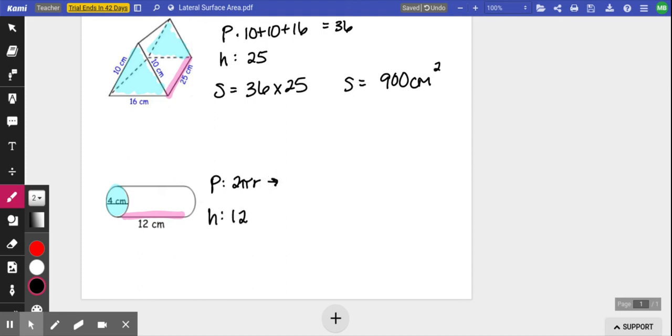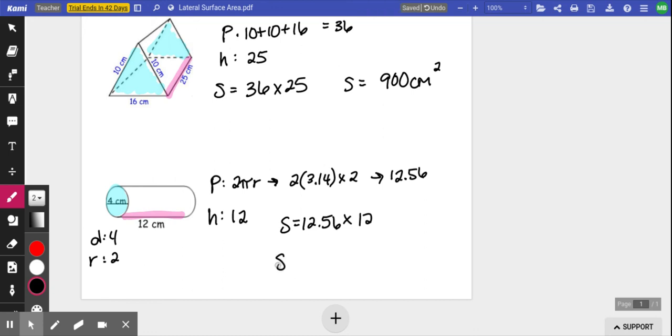So let's work with this. That is 2. We use 3.14 for pi, and the radius is actually not identified. They gave us the diameter. If our diameter is 4, that means our radius is 2. So multiplying that out, 2 times 3.14 times 2 is going to give us 12.56 centimeters. So now my lateral surface area is 12.56 times a height of 12. I have a lateral surface area of 150.72 centimeters squared.